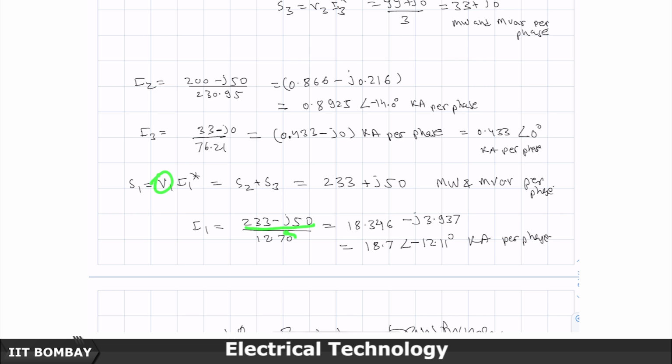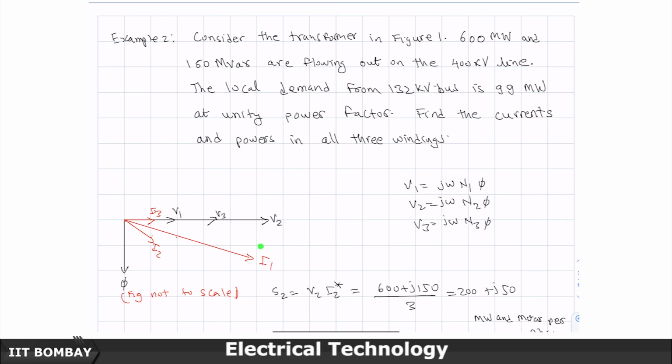Now, divide by V1 star, but V1 is 12.70 at an angle 0. So, V1 star is also basically 12.70 at an angle 0, which is just a real number 12.70. So, you get 18.346 minus J3.937, or 18.7 at an angle of minus 12.11 degrees kiloampere per phase. As I had indicated to you here, this I1 will create a lagging power factor. So, this completes a very nice simple application of a 3-phase winding transformer.